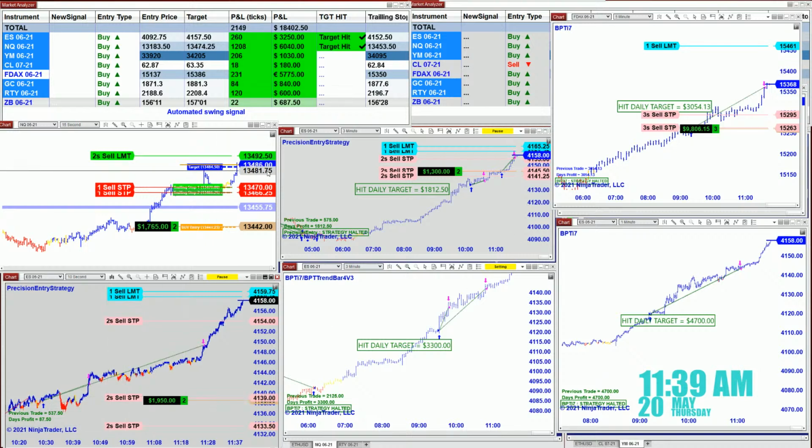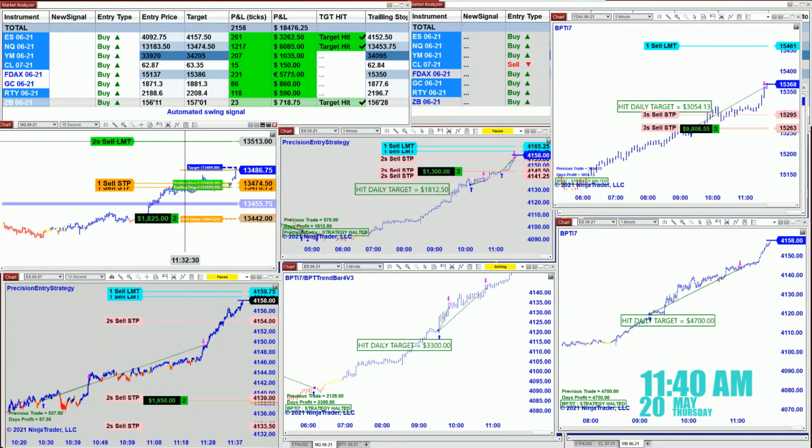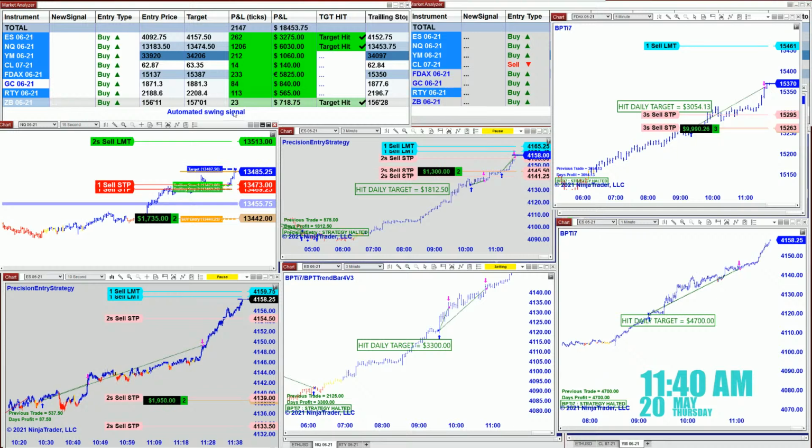And even the NASDAQ did. And okay, for the market analyzer, we crossed 2,100 ticks into the profit based on the last entry signal. Total is 18,500 based on one contract. It's an amazing market today. Really trending above our expectation.